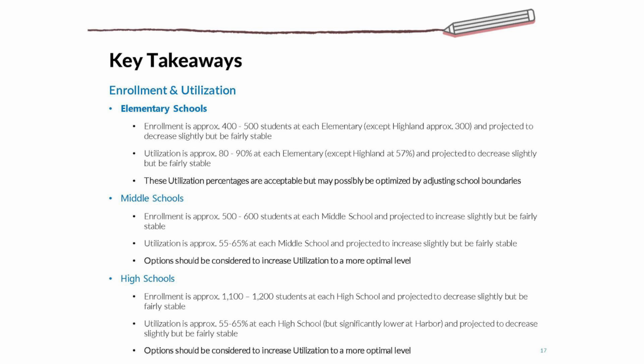The middle schools are about 500 to 600 students. They're all more down in the 55 to 65% range. Again, that's usually when we would say we should talk about, are there ways to optimize that or to look at some different potential things there. And then same thing at the high school. The percentages are low, but what does that mean?